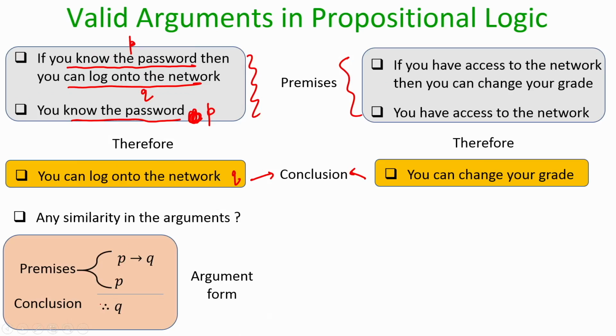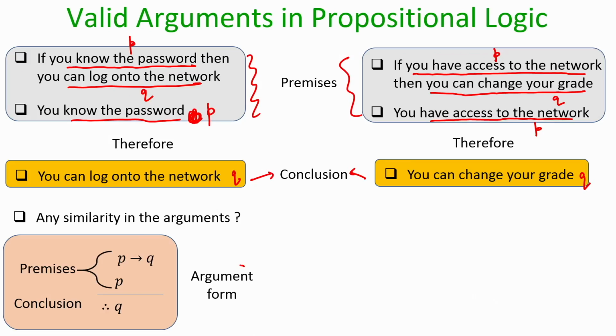In the same way, the second set of statements can be abstracted by this argument form. Again, I let P represent the statement you have access to the network, and let Q represent the statement you can change your grade. The conclusion I am trying to draw here is you can change your grade, which is Q. So, the second set of English statements can also be abstracted by this common form.